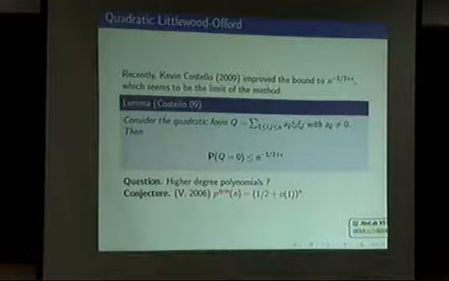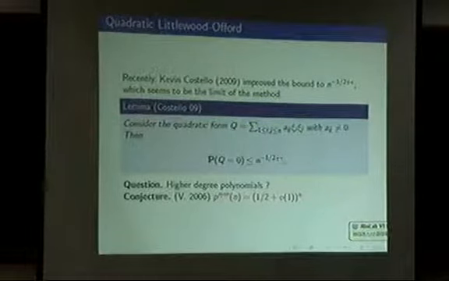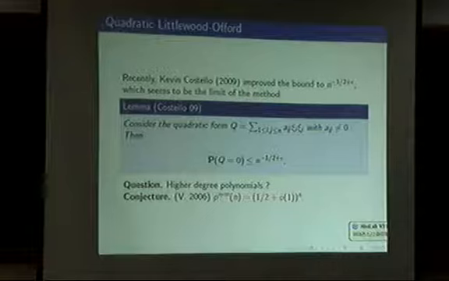The approach that we have with Kevin here, well, it seems that if somebody put a lot of work into it, it can improve. Maybe it can be used to improve the exponent, but it's not clear how to get an exponential bound yet.